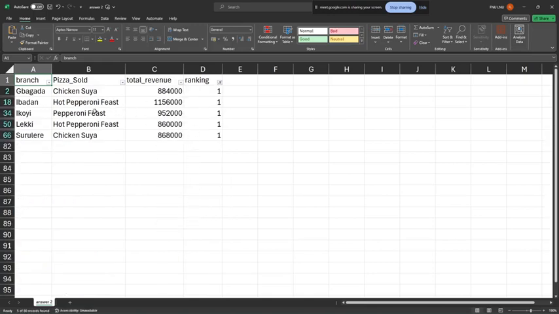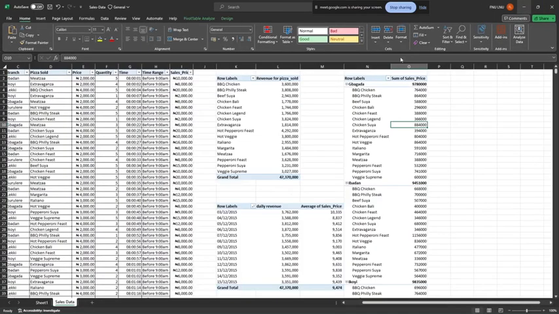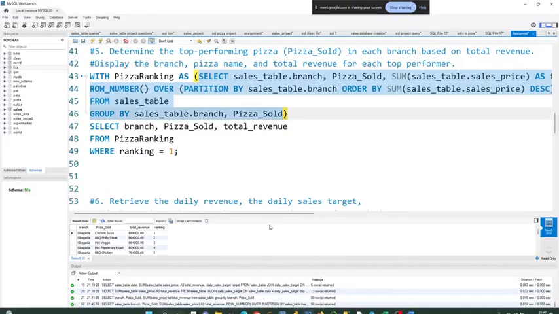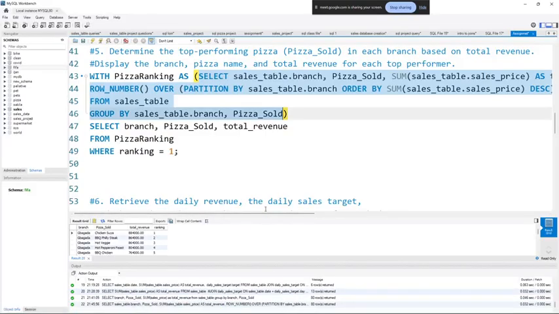So can you see for each branch, I can see the top one. Because for you to have a ranking of 1, it means you are first. It means that particular pizza is selling the highest in that particular place. Now, how do we create this ranking? We are coming to that. But now, let me go back to my SQL. On my SQL, ignore this particular statement first. So we are coming back to that one.